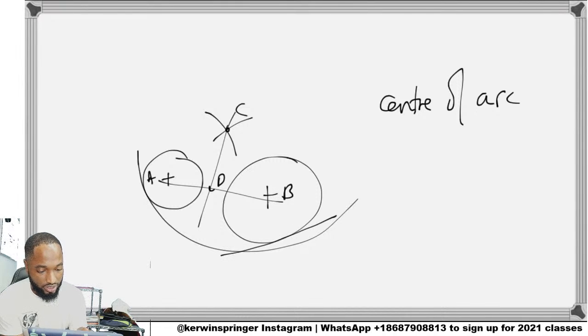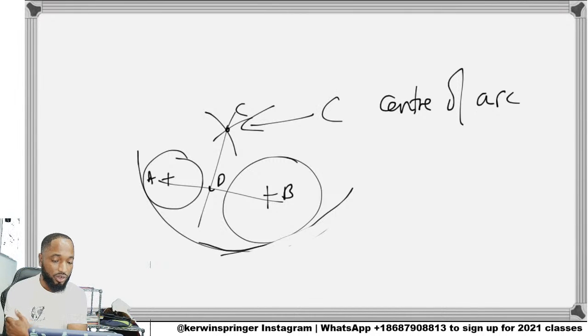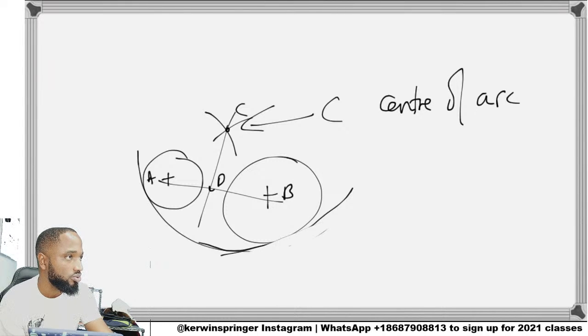Oh, so they're supposed to be touching this circle. Which one is the center of the arc that is tangential with the two circles? Obviously, in this case, it is C, right? Wherever the points are. So you find the center of the arc tangential with the two circles.